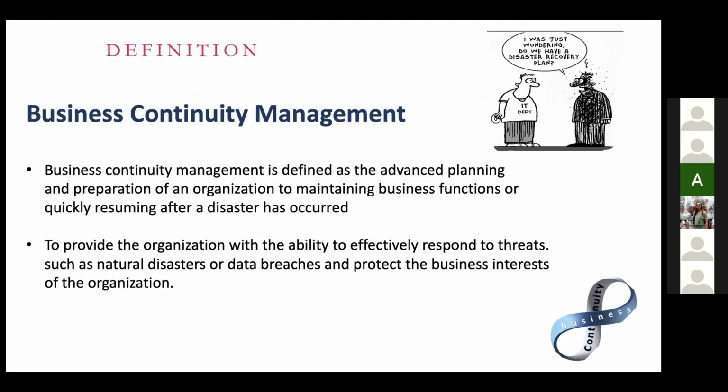Business continuity management. Business continuity management is defined as the advanced planning and preparation of an organization to maintain business functions or quickly resume them after a disaster has occurred. It's designed to protect personal data and assets and make sure they can function quickly when disaster strikes. This is also to provide the organization with the ability to effectively respond to threats such as natural disasters or maybe data breaches and protect the business interests of the organization.